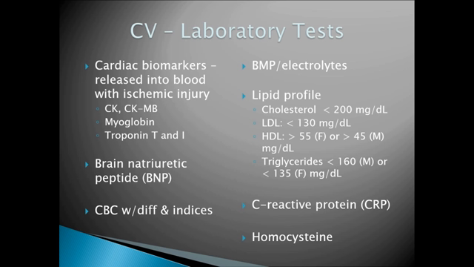And triglycerides, we also look at. And you can see for males, we like them to be below 160. Females, we like them to be below 135. C-reactive protein and homocysteine, these are different markers that they'll use to kind of quantify a person's cardiac risk for MI and cardiac events.